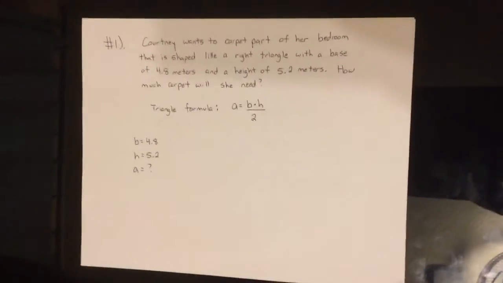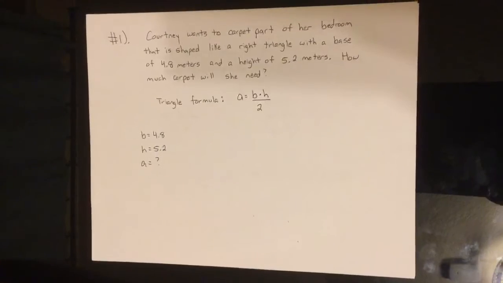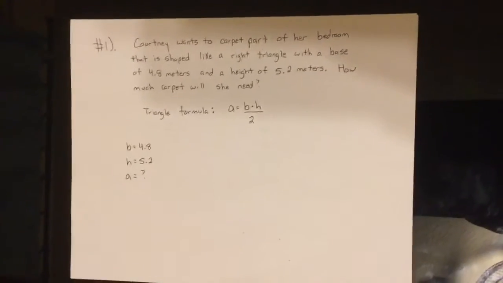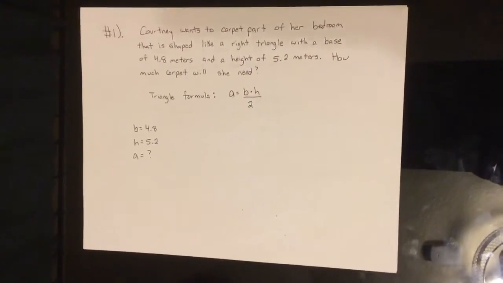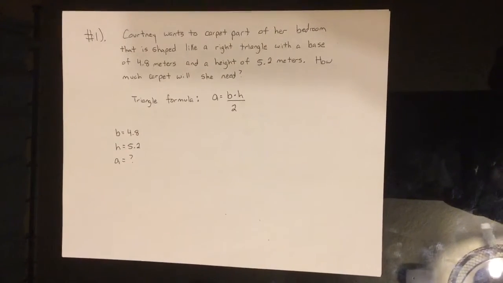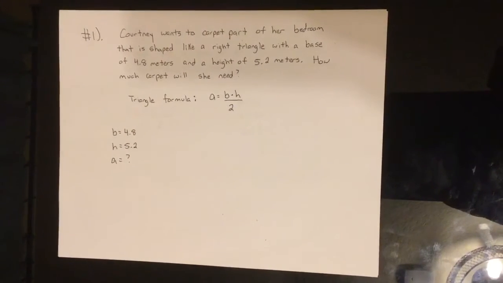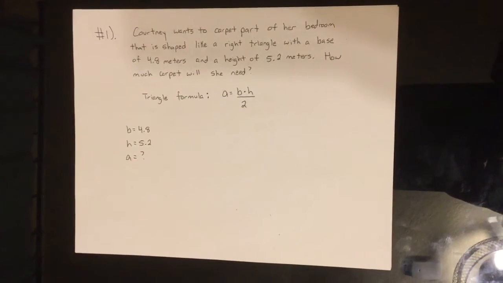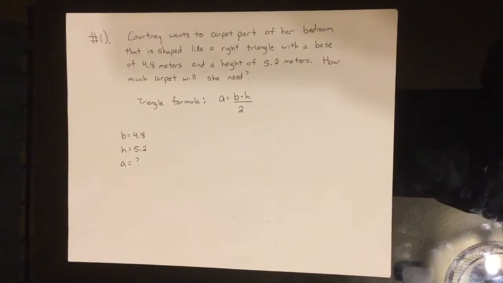Nolan here. Alright, so this is going over homework 9.5b, finding the area of triangles and trapezoids. Let's look at number 1. It says Courtney wants to carpet part of her bedroom that is shaped like a right triangle with a base of 4.8 meters and a height of 5.2 meters. How much carpet will she need?